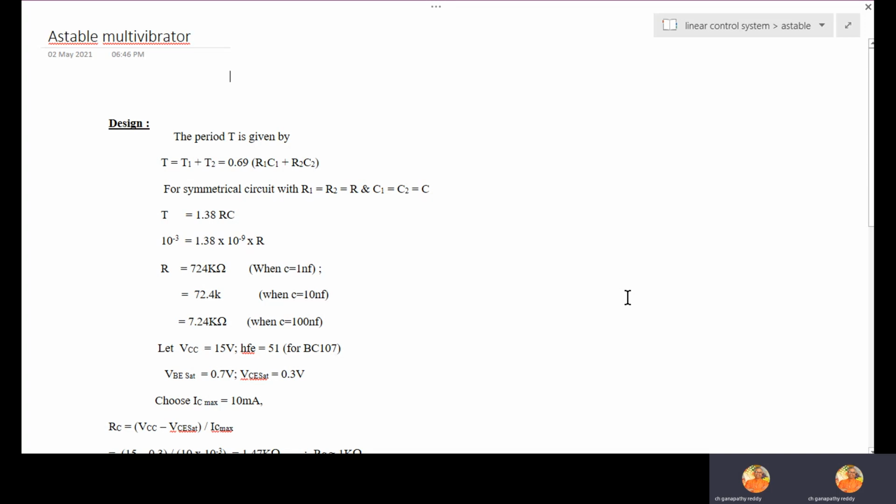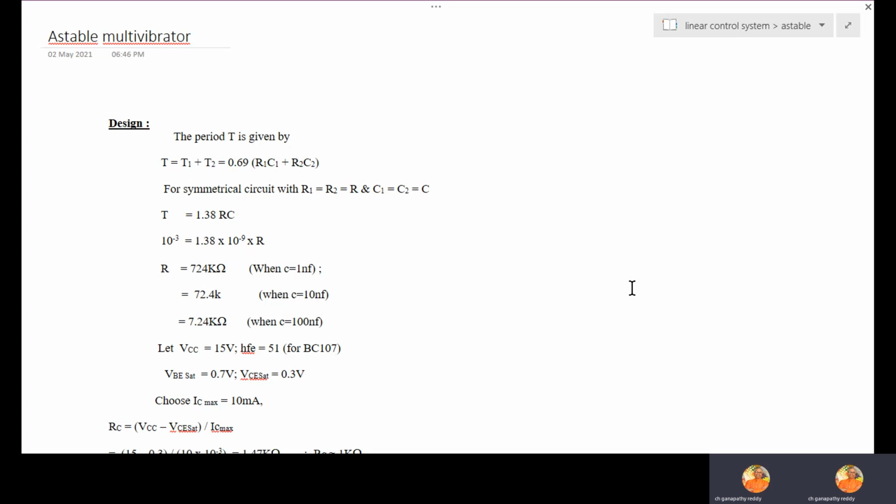Now I am explaining the astable multivibrator, and how to simulate this using Multisim software. Before that, how to design first an astable multivibrator. Astable means two quasi-stable states, two unstable states.